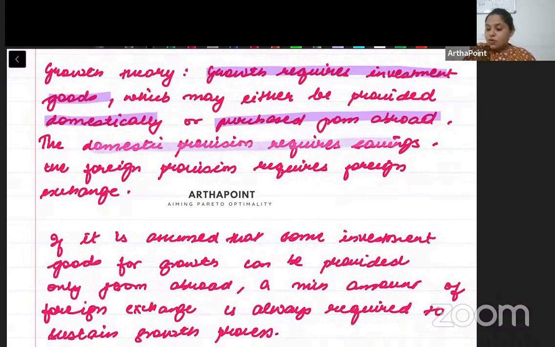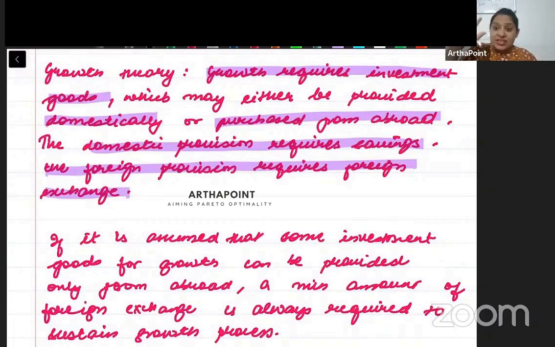So the domestic provision requires savings, the foreign provision requires foreign exchange. This is the basis of dual theory. इन्होंने एक बहुत इंपॉर्टेंट क्वेश्चन dual theory पे पूछा है, but to answer that we have to set the base of dual theory. So what have we seen till now?